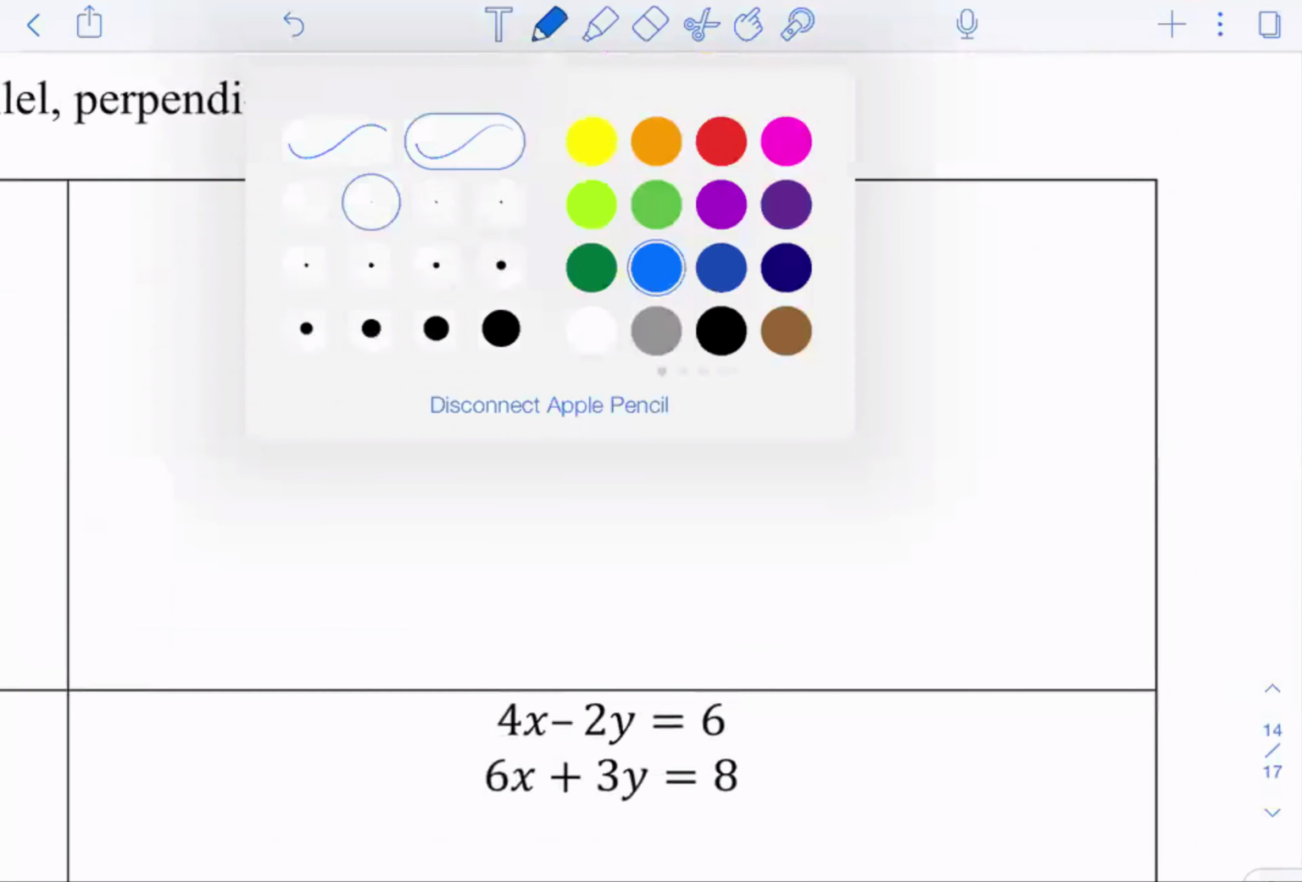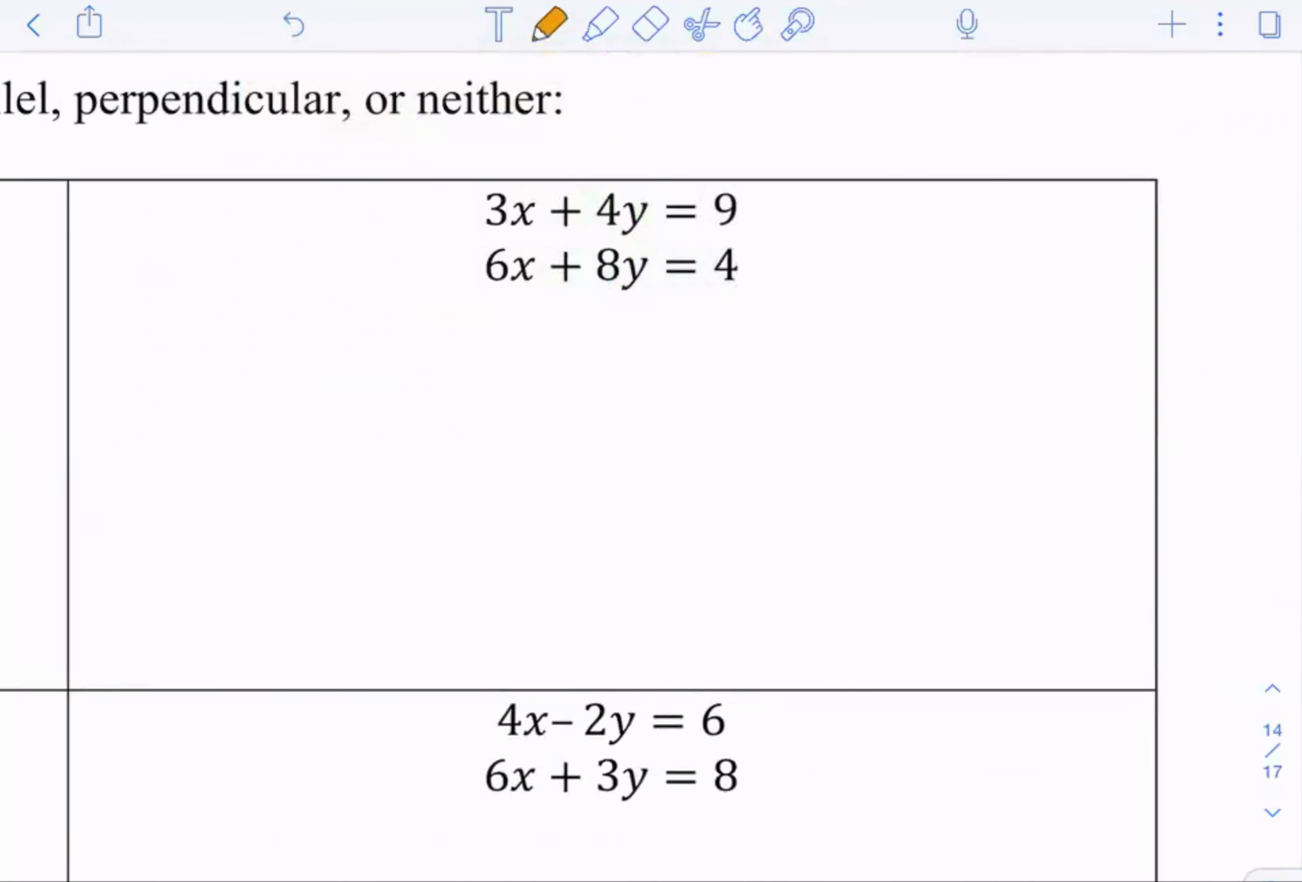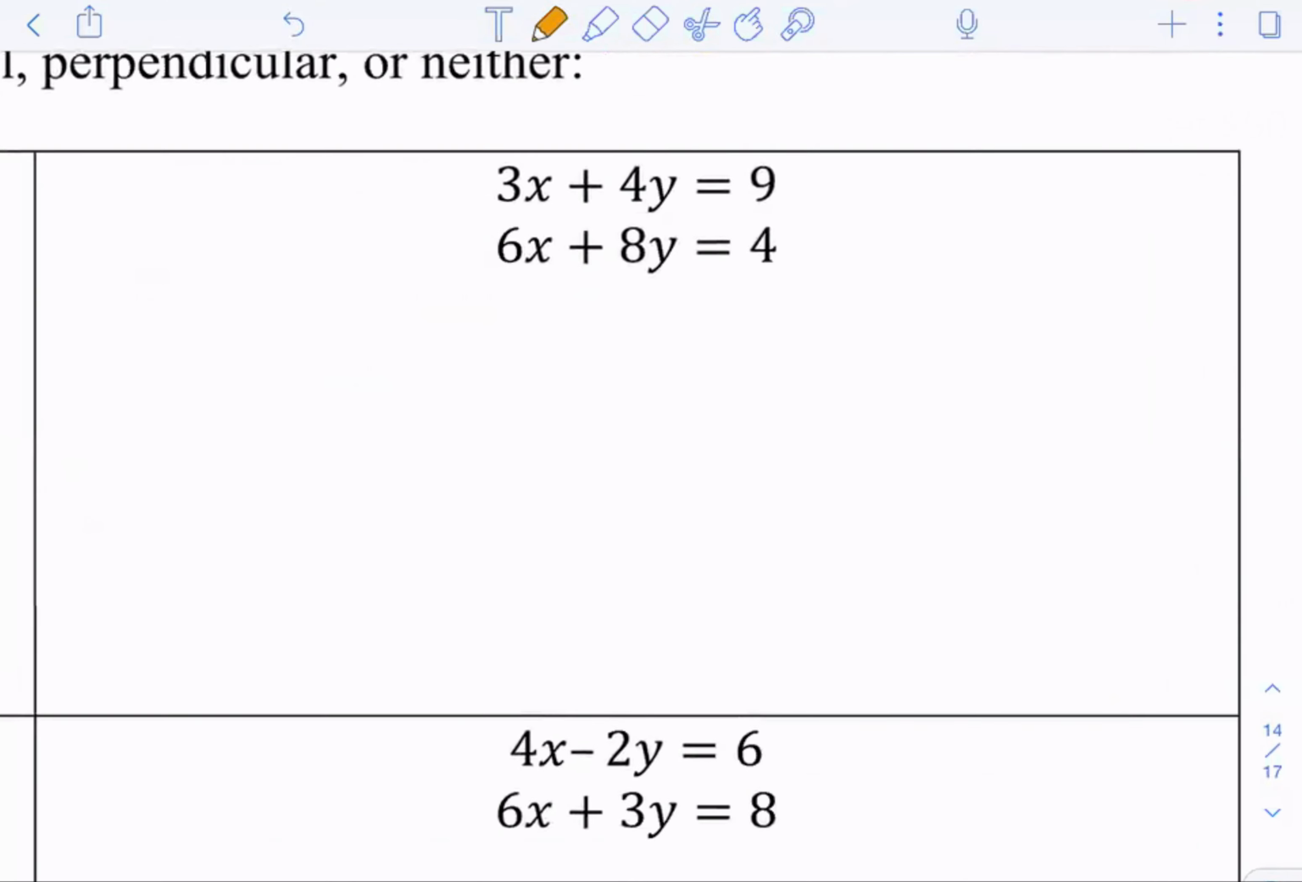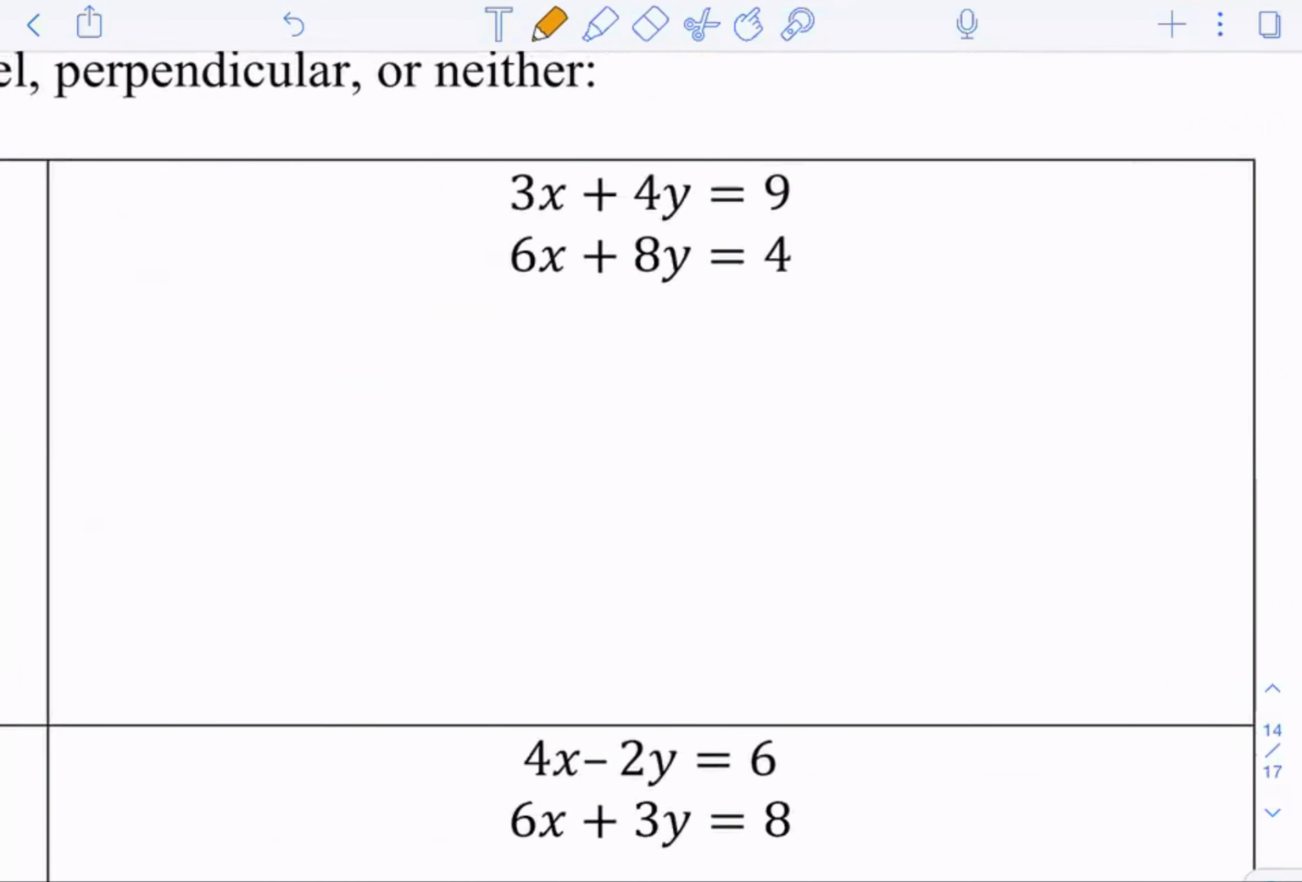When you look at these equations, I'm worried that you might look at that 3 and 6 and compare them thinking they're the slopes because they're in front of the x and tell me that they're neither parallel nor perpendicular. But we want to make sure that you really remember that you cannot compare two equations unless they are in slope-intercept form. They need to be in y equals mx plus b form. Then you can compare their slopes.